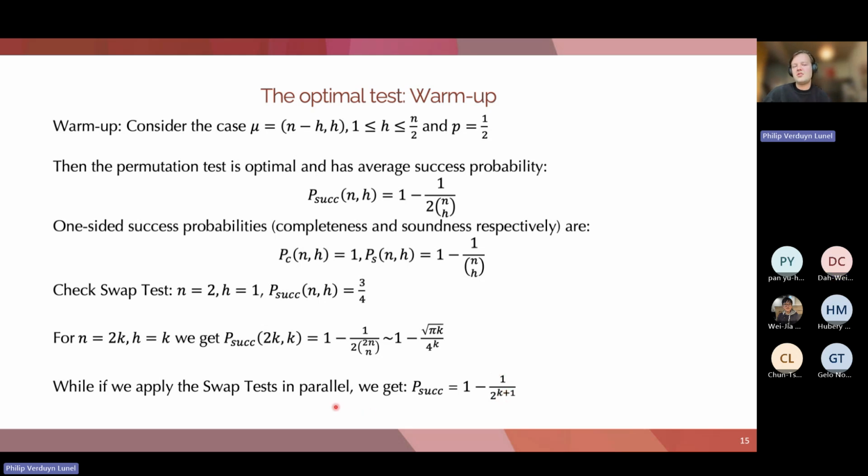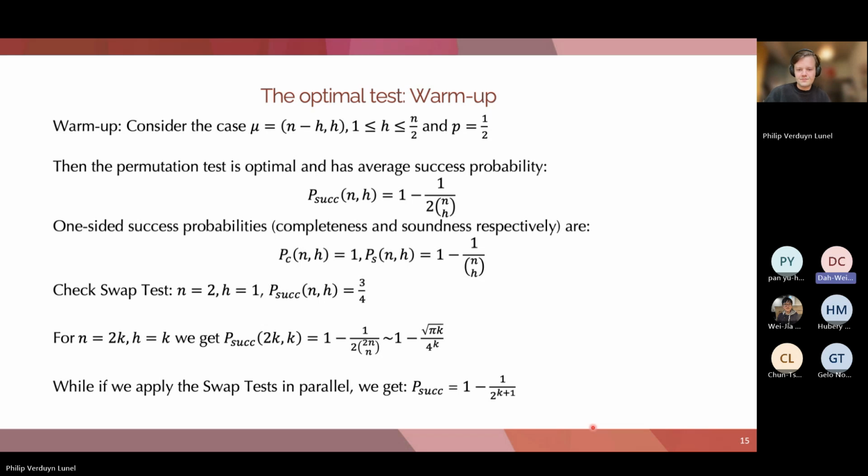But you could also apply this permutation test to the total set, where actually there are 2k input states and k of them are orthogonal. And that will have success probability 1 minus 1 over 2n choose n, as our theorem implies. And that grows a little bit faster to 1. I mean, quite a bit faster, but of course, asymptotically, they're both going to be exponentially converging to 1. But yeah, this quantity is going to be optimal. Is that clear?